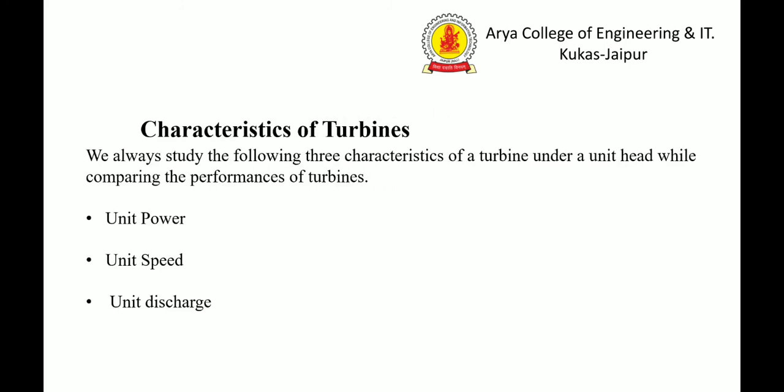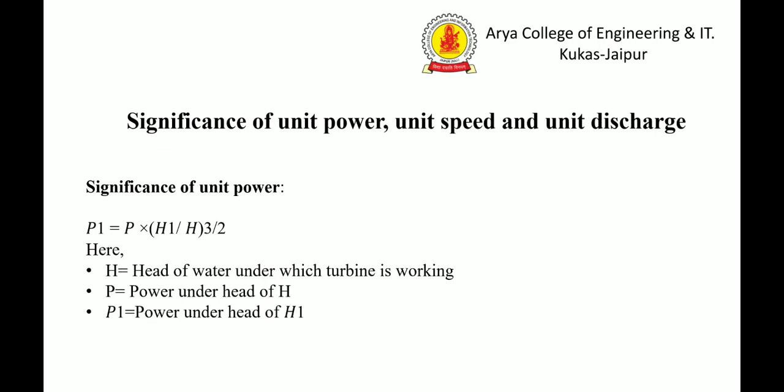Now, characteristics of the turbine. We always study the following three characteristics of the turbine under a unit head while comparing the performance of the turbine. To draw the characteristic curve, we keep in mind three points, that is unit power, unit speed and unit discharge, and the characteristic curves will be drawn against unit speed, unit power and unit discharge. Now we will study the significance of the unit power, unit speed and the unit discharge.